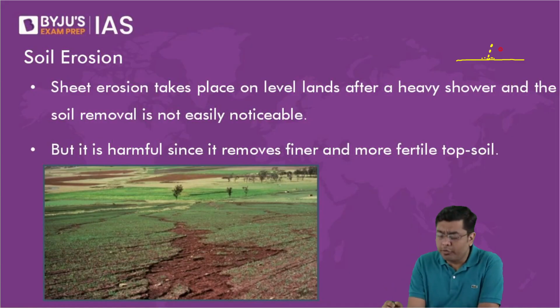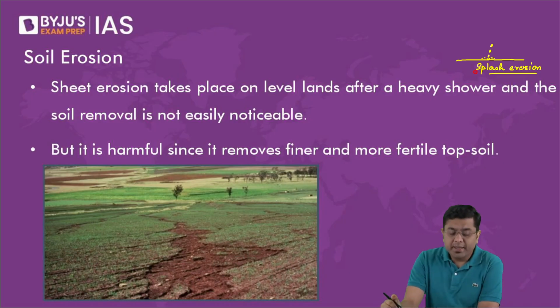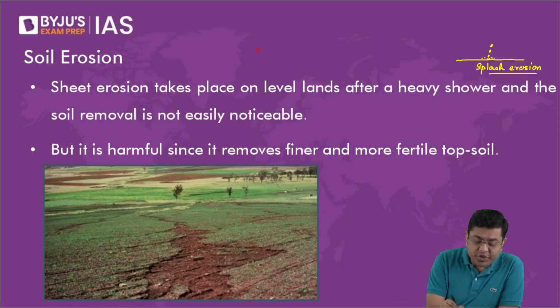So that is the very basic form of erosion carried out by rainfall. This is what is also referred to as splash erosion, where due to the occurrence of raindrops, you have the creation of a splash. Then we have something which is referred to as a sheet erosion.